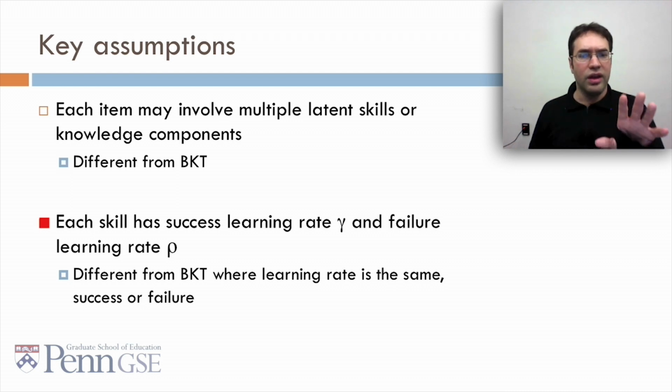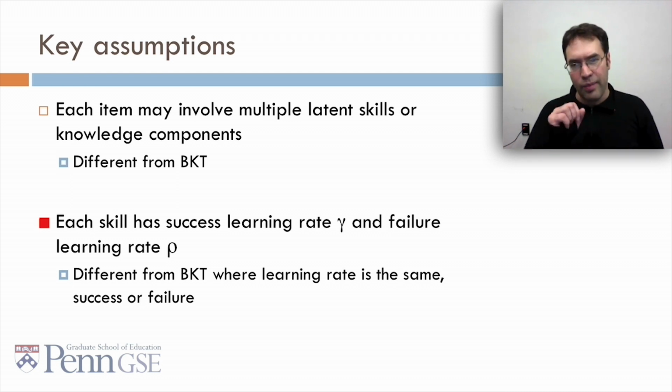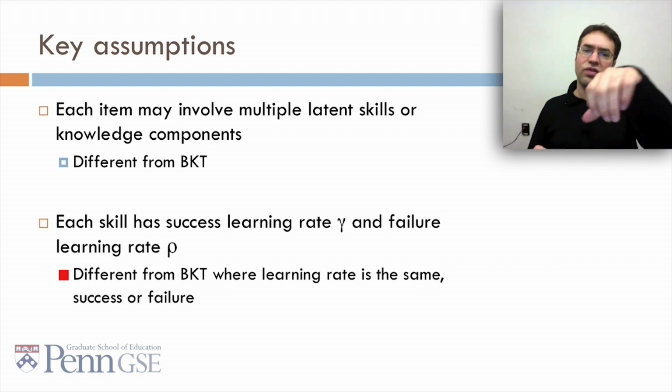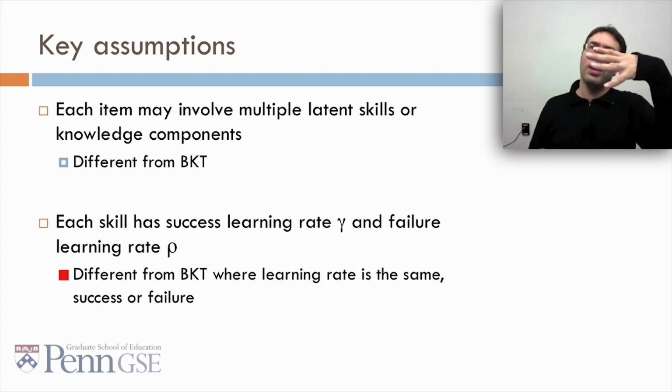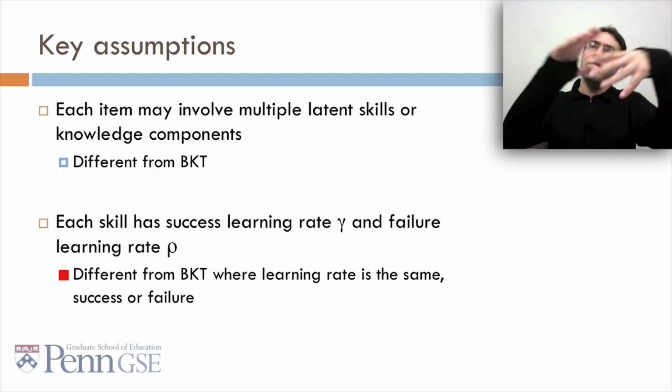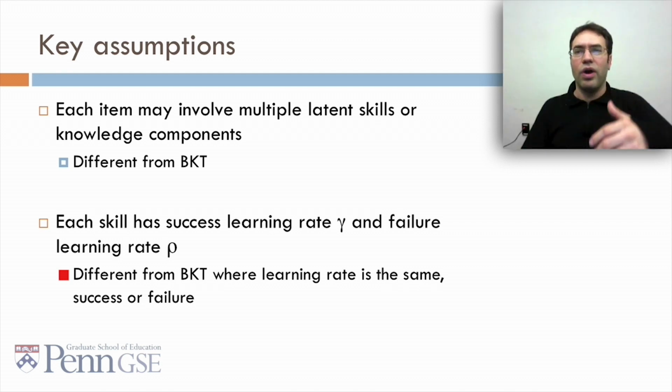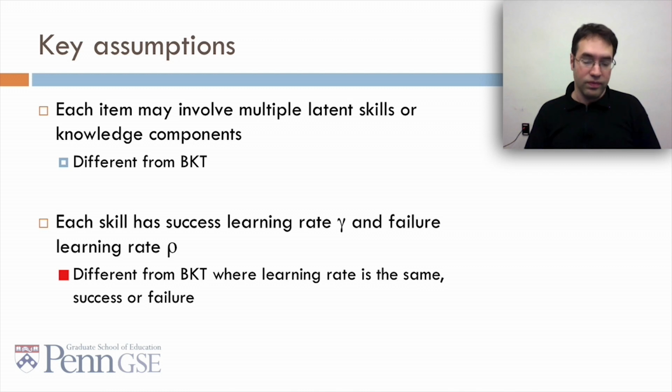Also in PFA, each skill has a success learning rate, gamma, and a failure learning rate, rho. And that's different from BKT, where the learning rate's the same, success or failure. In fact, these success and failure learning rates take into account not just learning, but also what it means that you've failed or succeeded. So they take into account that you failed or succeeded, as well as the learning based on those cases.